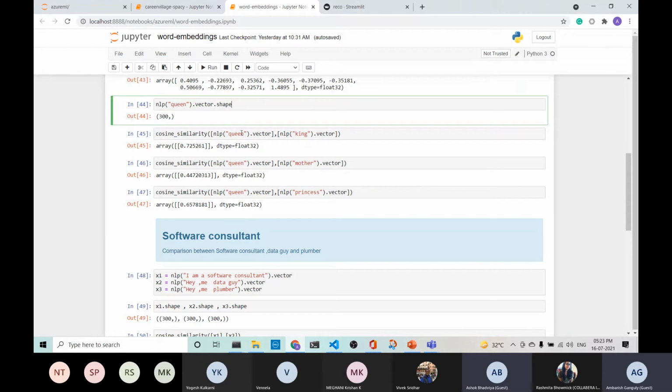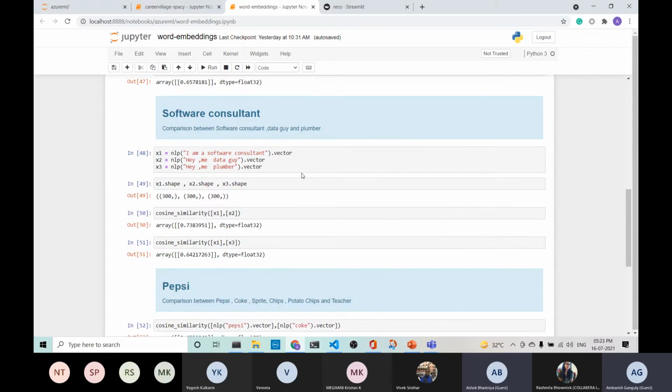You see, queen and the king, the cosine similarity is 0.72. Queen and mother is 0.44. Queen and princess is 0.657. So you see the queen and the king is much more than the queen and the princess, and the queen and the mother is very low. So this is for a word.